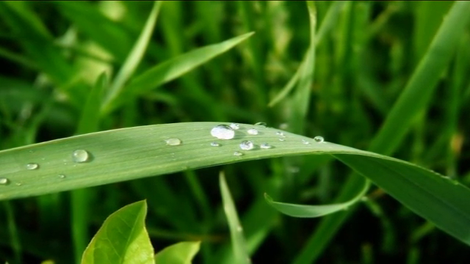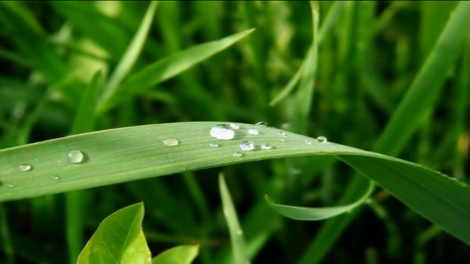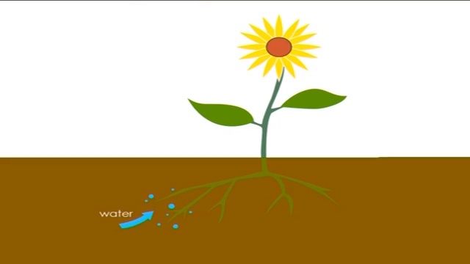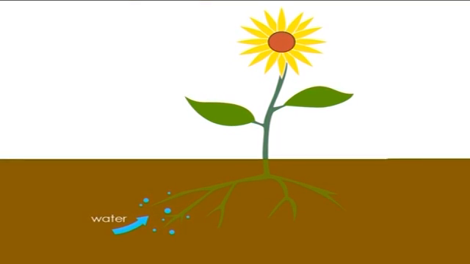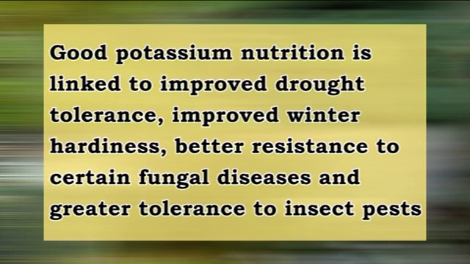Potassium plays a critical role in reducing the loss of water from leaves and increases the ability of the roots to take up water from the soil. It also helps plants adapt to environmental stresses. Good potassium nutrition is linked to improved drought tolerance, improved winter hardiness, better resistance to certain fungal diseases and greater tolerance to insect pests.